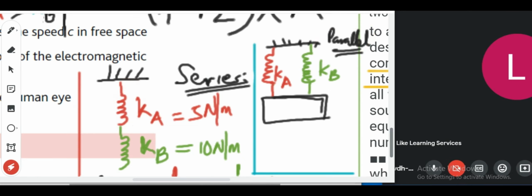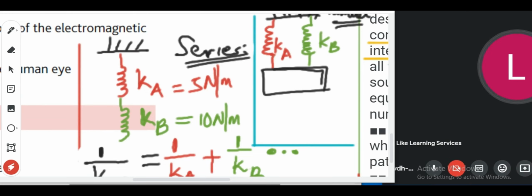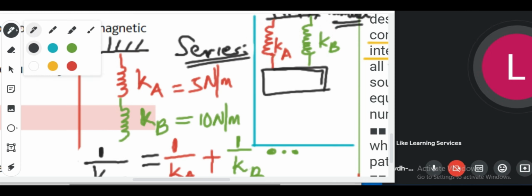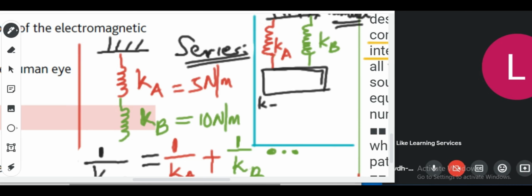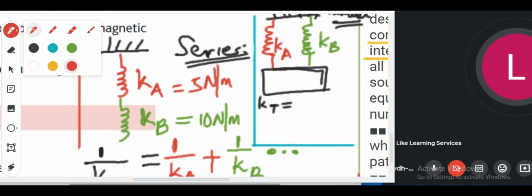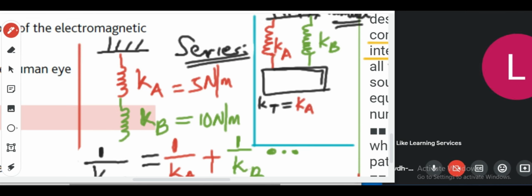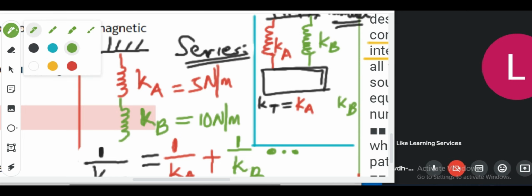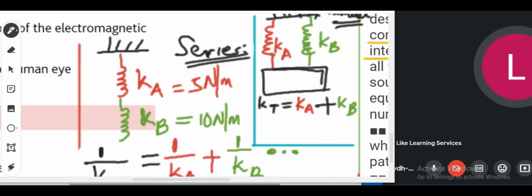One connected from the end of the other. This green one connected from the end of the red one. That's series, end to end. The parallel is across each other. The total spring constant for parallel, K total, is just the sum of each of them. So that will be Ka plus Kb, a simple sum.